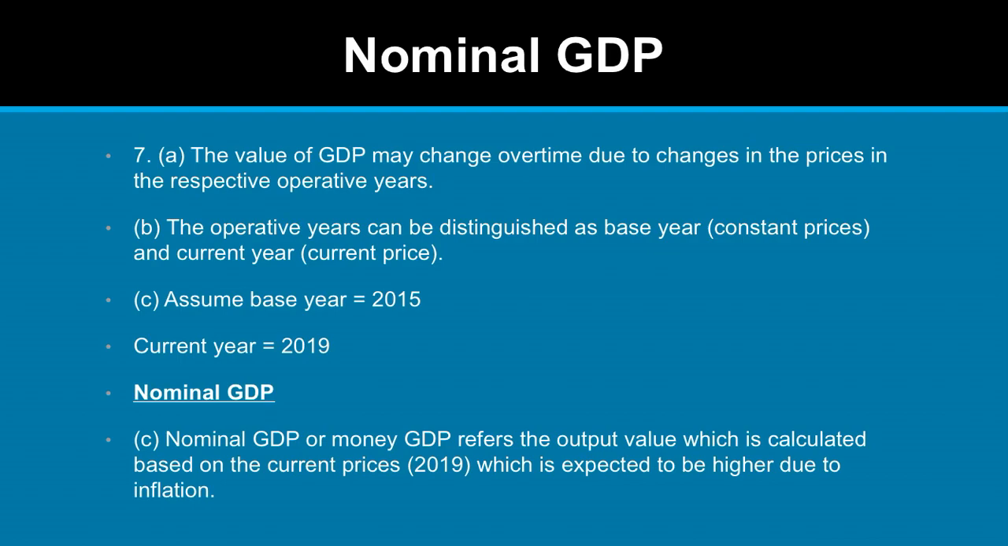Okay, if GDP at the current price, meaning to say nominal. If the GDP at the constant price, meaning to say real GDP. So in other words, real GDP means GDP at the constant price, following the base year price, whereas the nominal GDP means following the current year price. Okay, so look at the GDP whether it is a current year or a constant year or base year. If it is from the base year, we call it a real GDP, whereas current year GDP will be the nominal GDP. So nominal GDP or money GDP refers to the output value which is calculated based on the current prices, which is expected to be higher due to what? Inflationary effect.